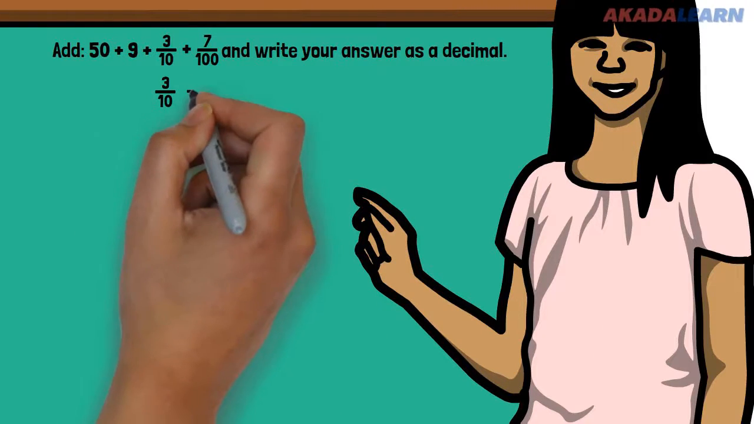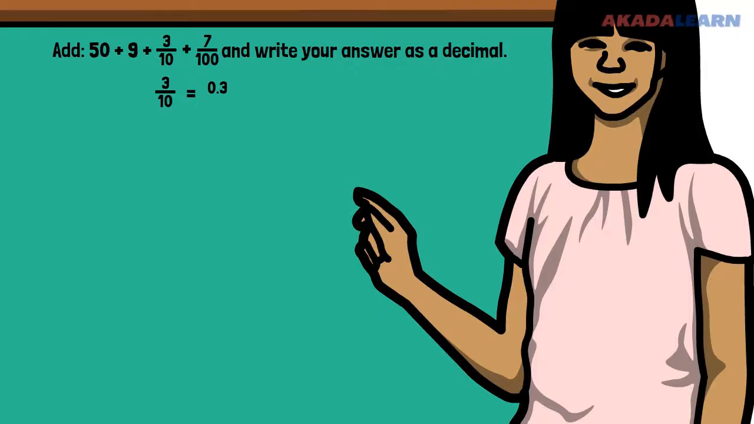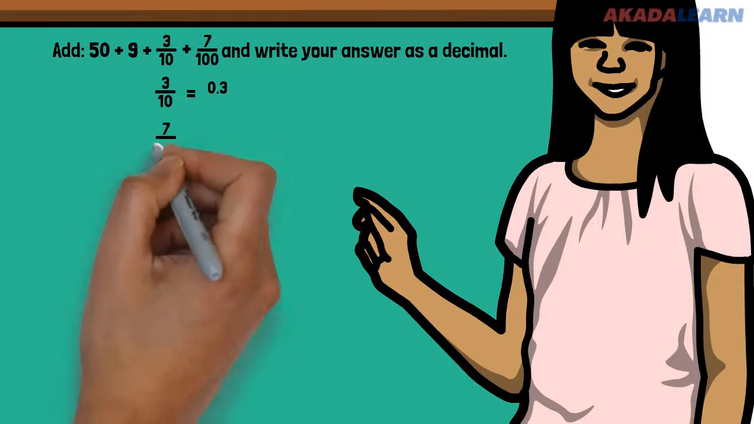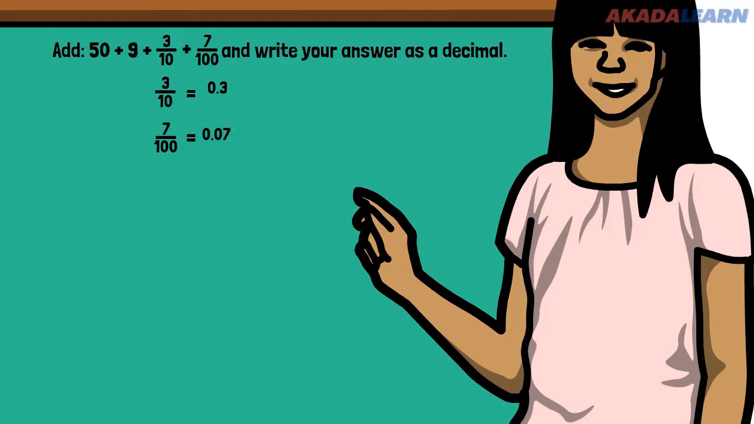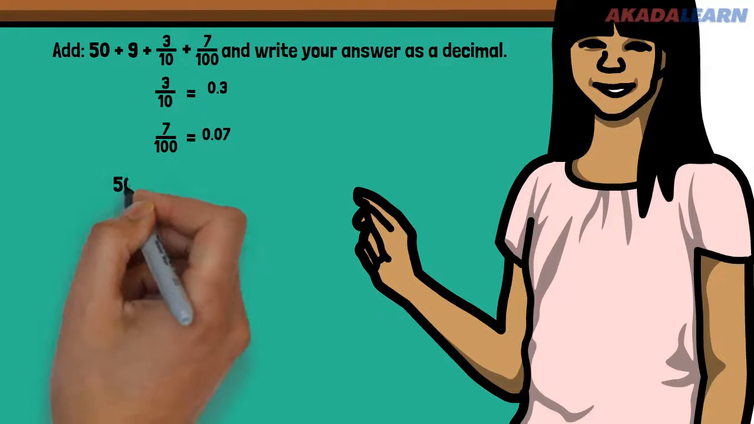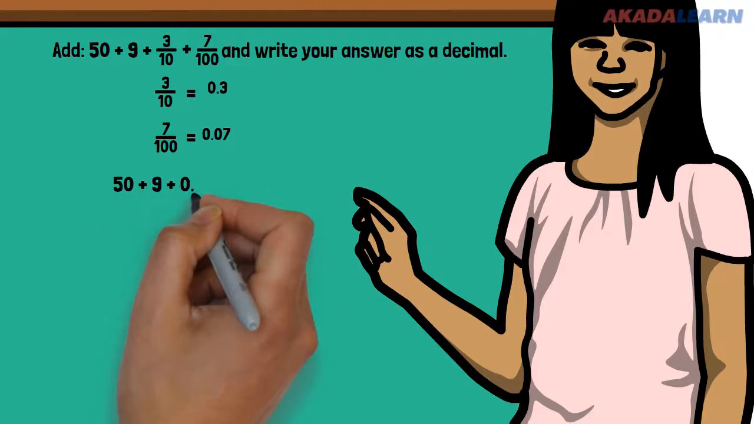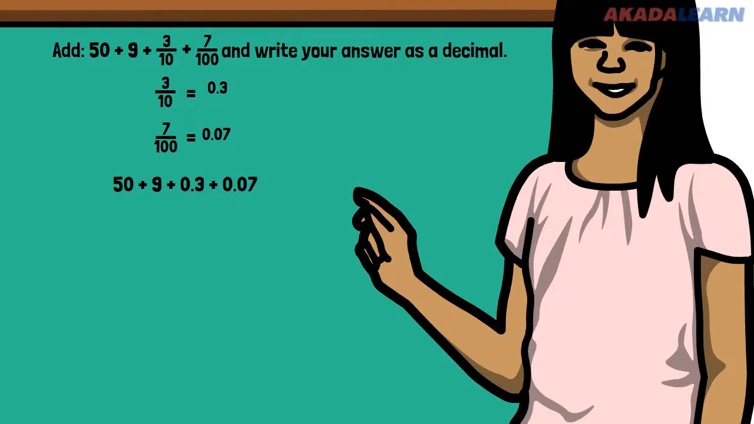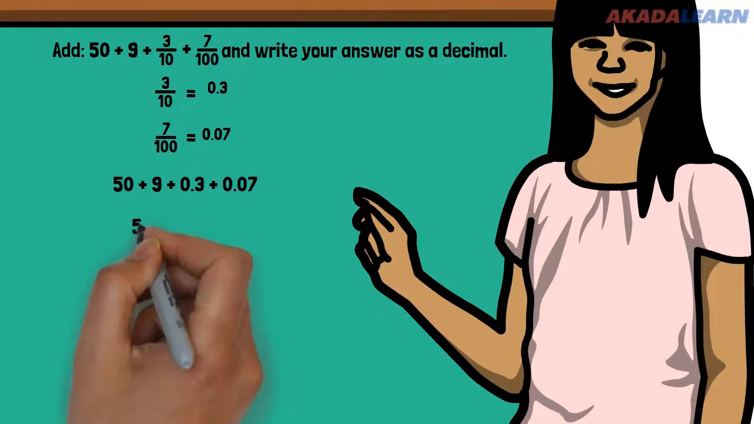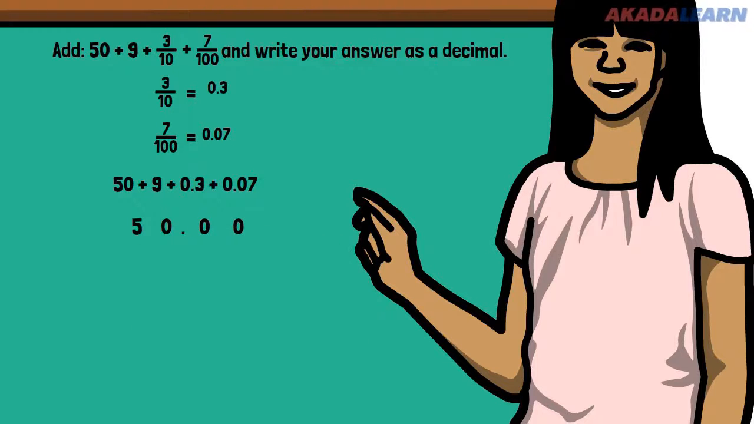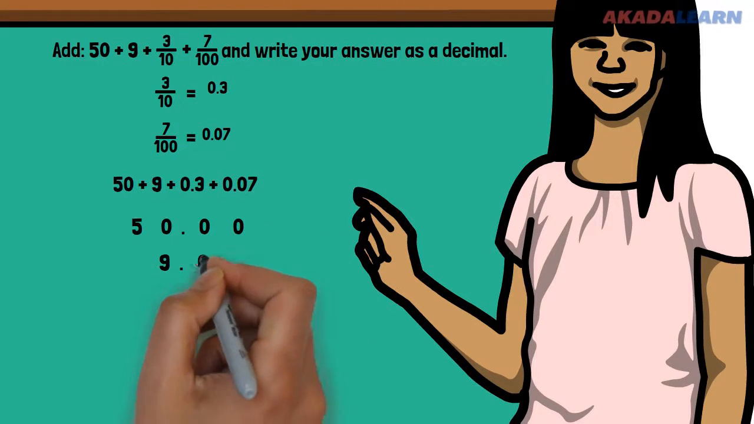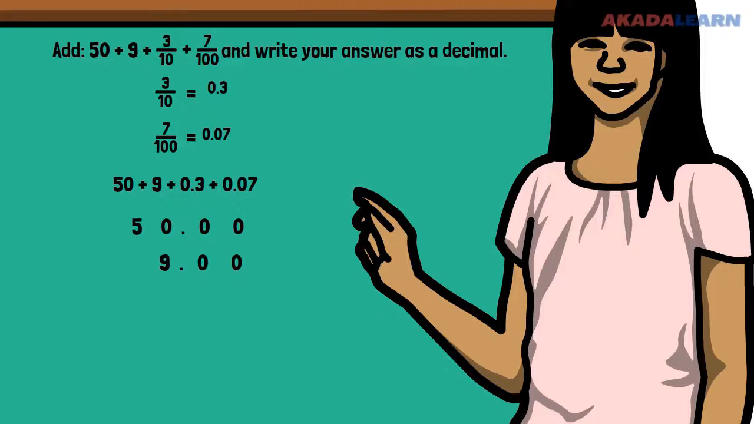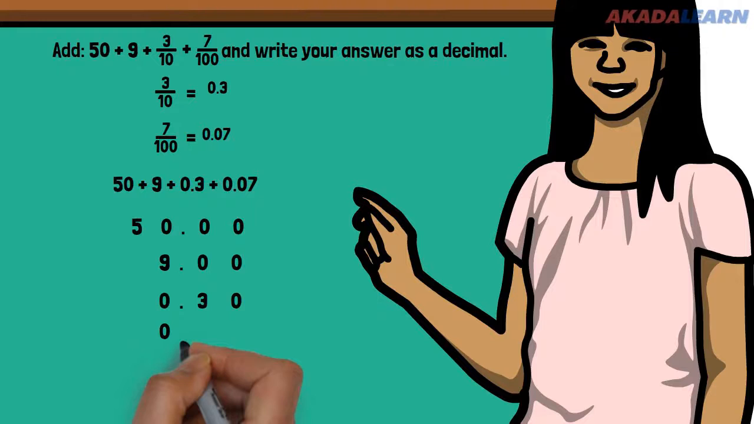All right, so first of all, let's change the fractions to decimals. So 3 over 10 is equal to 0.3. 7 over 100 will be equal to 0.07 if you move the decimal point twice. So 50 plus 9 plus 0.3 plus 0.07. So let's add it together. So 50.00, then 9.00, then 0.3. Remember, we align all the decimal points, then 0.07.